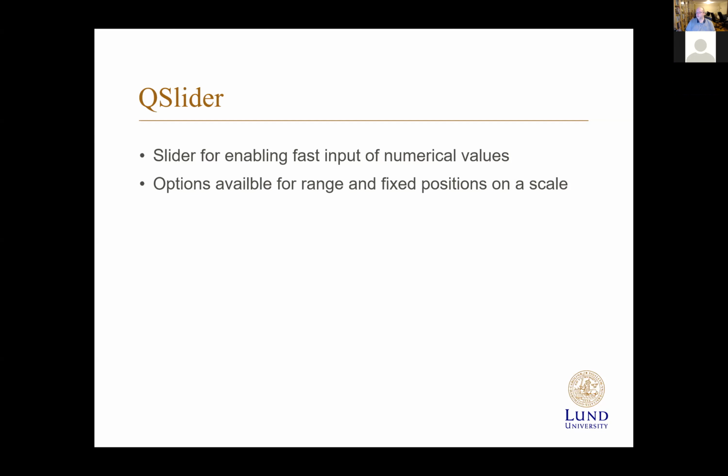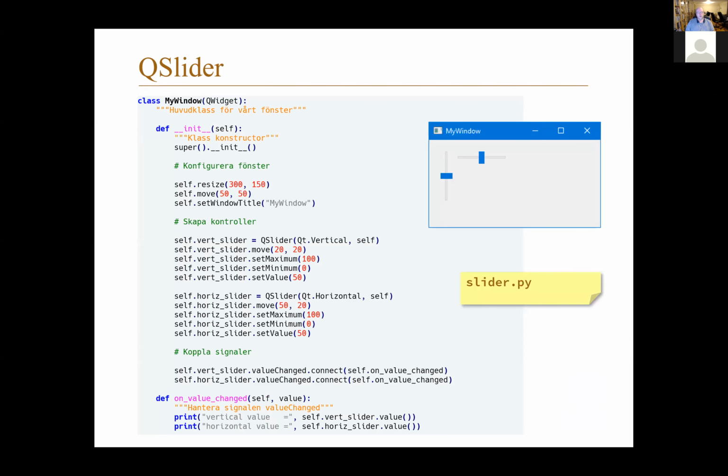A slider is a way of the user entering numbers without typing in the values, and you can set the ranges and the step size in different ways. You can have vertical sliders and you can have horizontal sliders. So here you create them. You can set the maximum value, the minimum value, and the current value. I have one vertical and one horizontal here. And then there's also a signal called value changed, which is called every time the value of the slider changes.